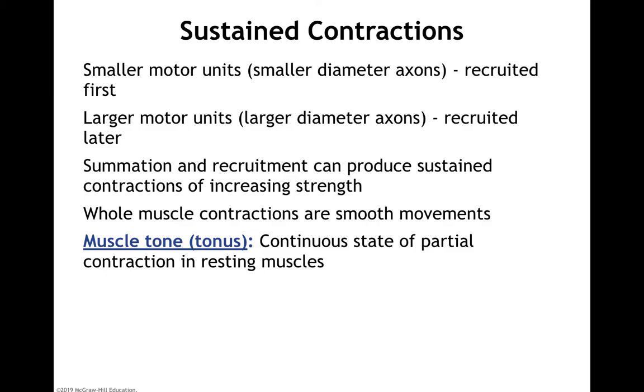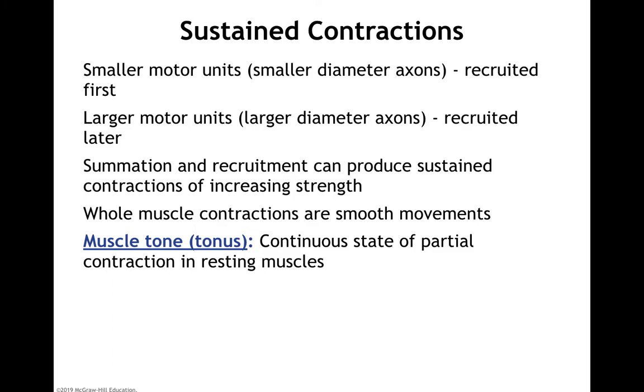Smaller motor units, the small diameter axons, are recruited first. Large motor units, large diameter axons, are recruited later. Summation and recruitment can produce sustained contractions of increasing strength.